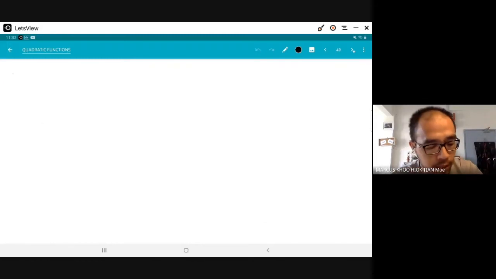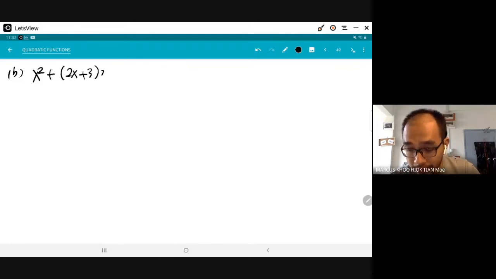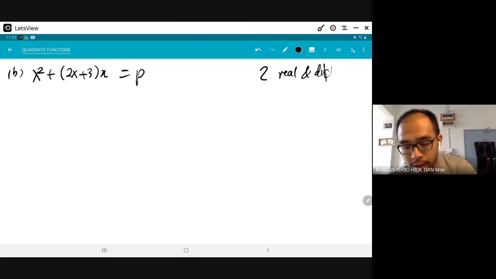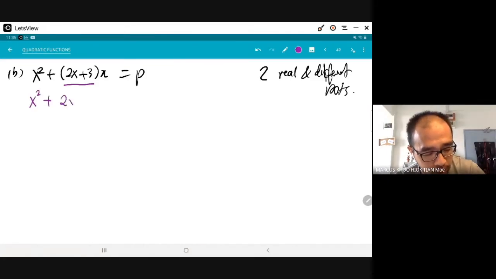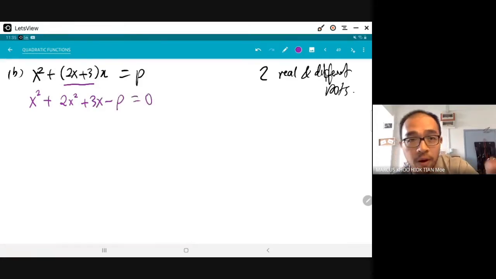Okay, let's do question B. X squared plus 2x plus 3x equals p. And then they say it has 2 real and different roots. First thing, once again, you can immediately see what is A, B, and C. Dennis, you can type all this. So x squared plus 2x squared plus 3x minus p.